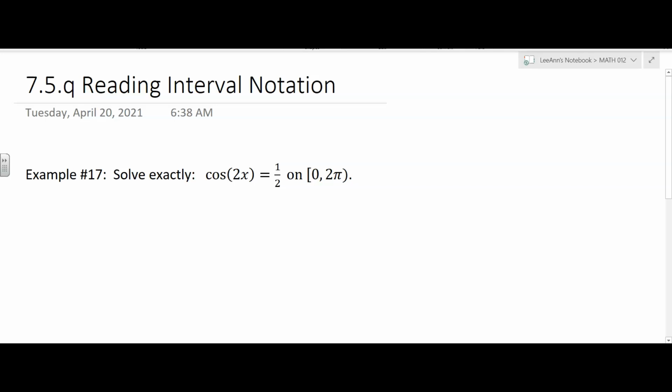Okay, so here we have another equation to solve. And this time they wrote the domain just a little bit different. They used the interval notation. And I just wanted to point that out because sometimes I use it. So this means the same thing as 0 is less than or equal to, in this case, x is less than 2 pi. Okay, so it means the same thing. It's just written in interval notation.